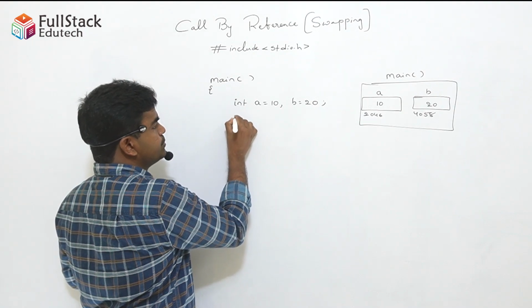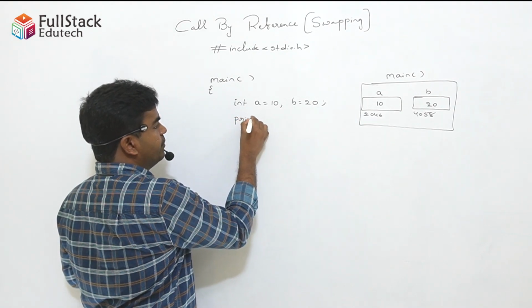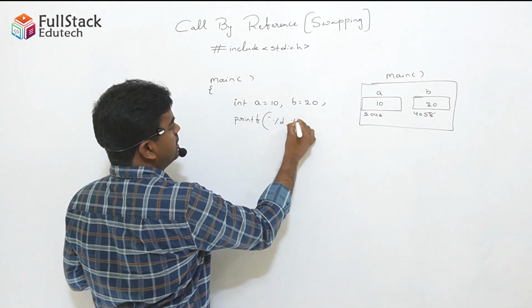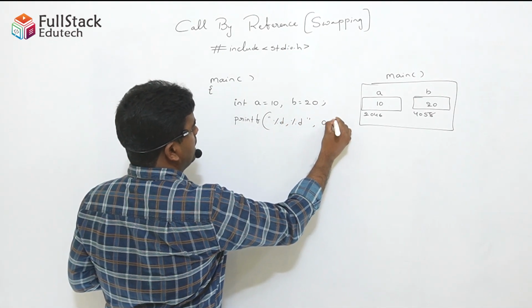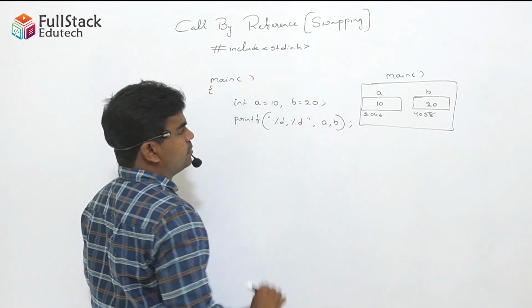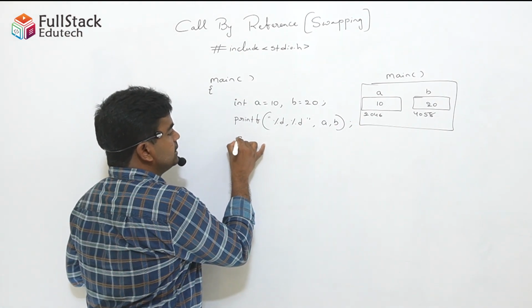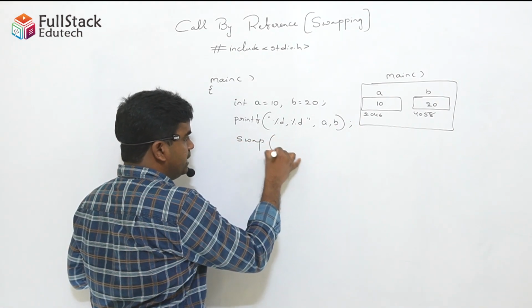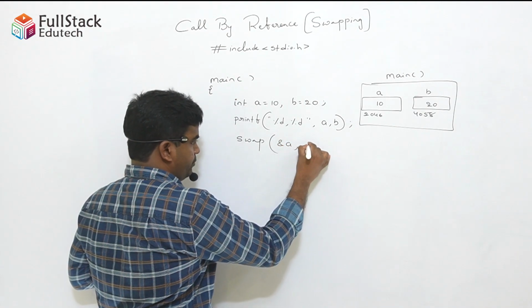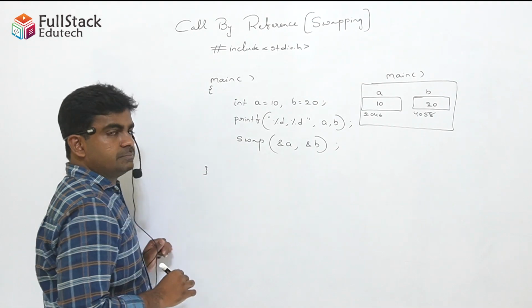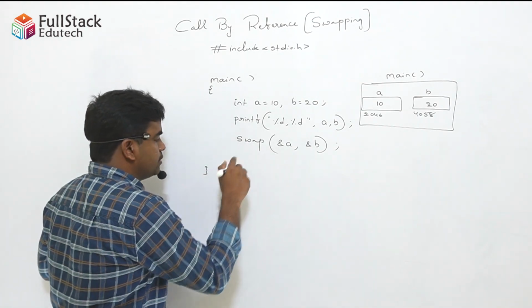Before that, we are just printing with printf %d a comma b, the values before swap. Next, we are calling the swap function, but passing the address of a and the address of b.